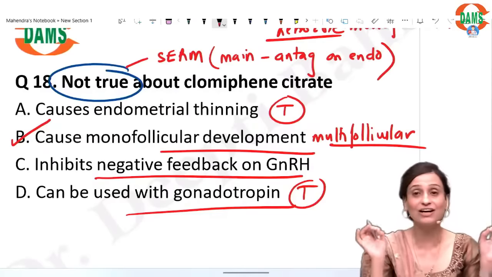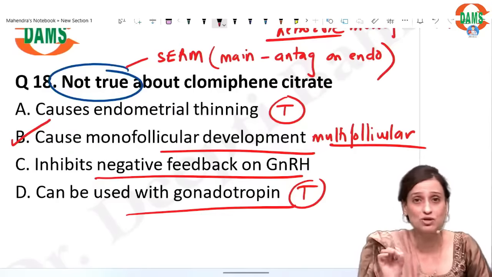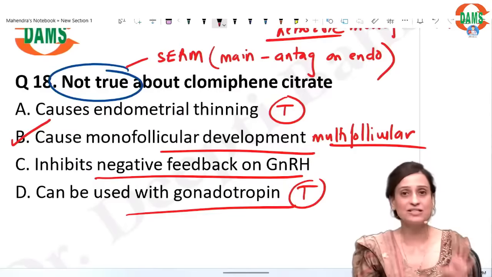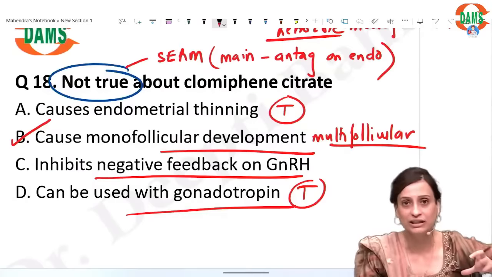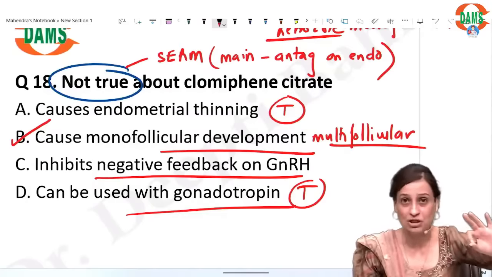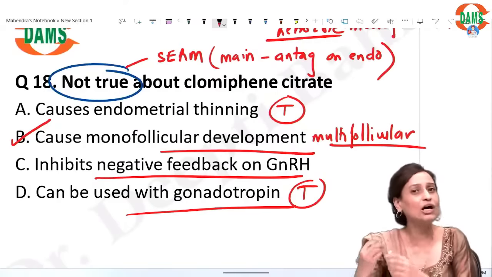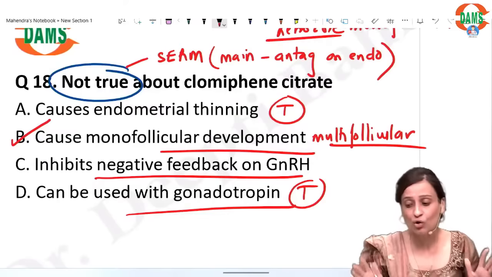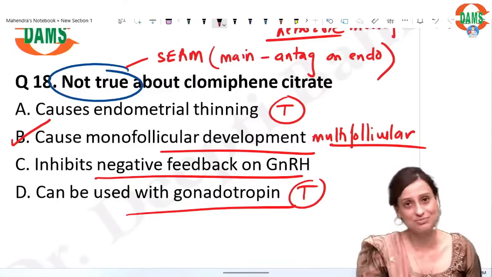So what is the crux of the story? The crux of the story is go with the option which feels obviously wrong. Please learn this art. When you are confused between two options, don't start overthinking. Go with the option which seems obviously wrong. And for the other option, you have to think a lot. Then that usually will not be the answer. So go with the one which is coming to you as an obviously wrong statement, right?